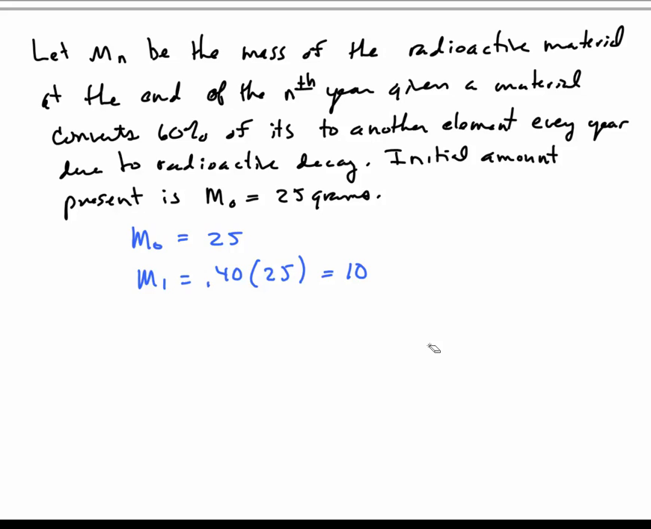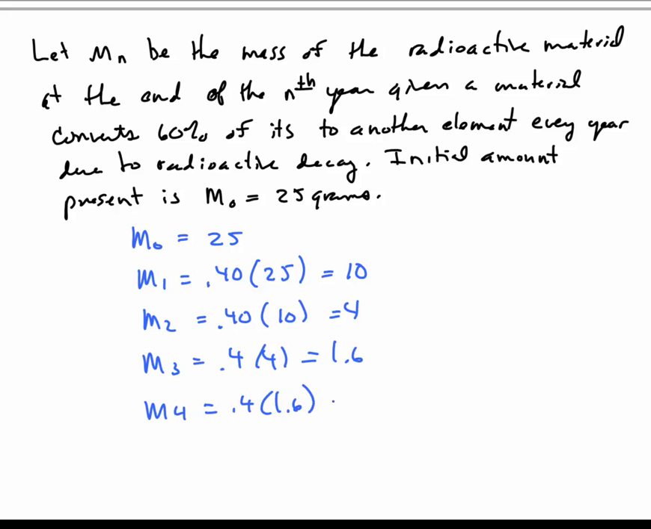At the end of the second year, again, 60% of this amount is converted, 40% remains, so I have 0.40 times 10, which is 4. At the end of the third year, I have 0.4 times 4, which is 1.6. m sub 4 would be 0.4 times 1.6, 16 times 4 is 64, two decimals would be 0.64. At the end of the fifth year, we have 0.4 times 0.64, 64 times 4 is 256, three decimals would be 0.256. You kind of get the idea that we have here.